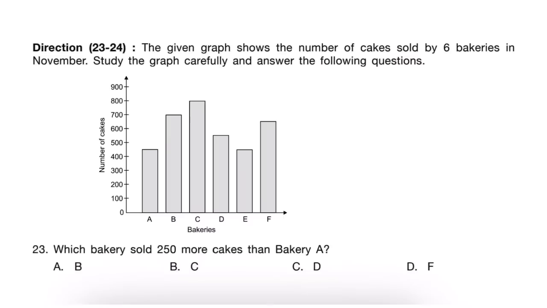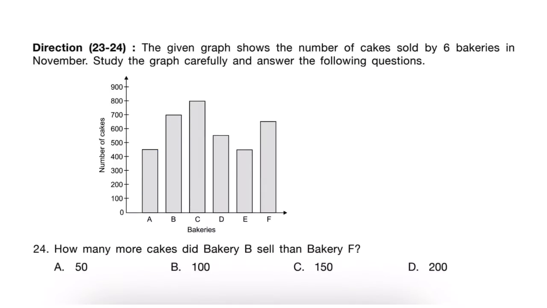Direction 23, 24. The given graph shows the number of cakes sold by 6 bakeries in November. Study the graph carefully and answer the following questions. Question 23. Which bakery sold 250 more cakes than Bakery A? Bakery A sold 450 cakes. The question is asking which bakery sold 450 plus 250, 700 cakes. So, Bakery B sold 700 cakes. So, correct answer is option A, Bakery B.